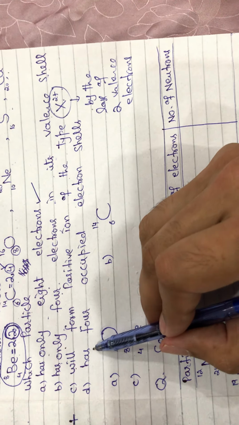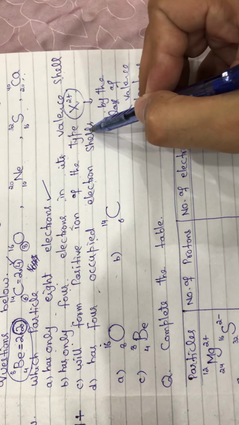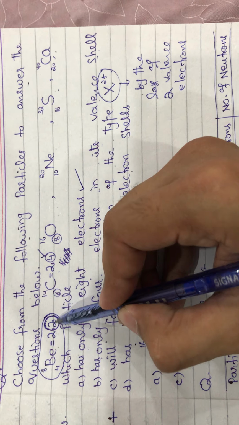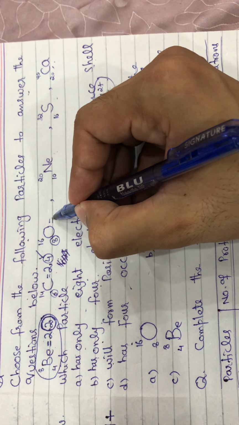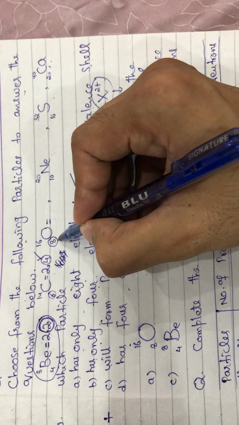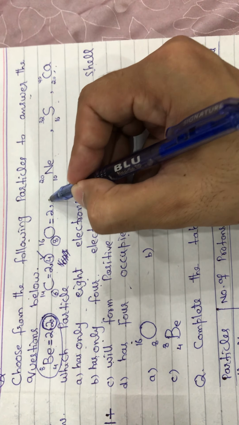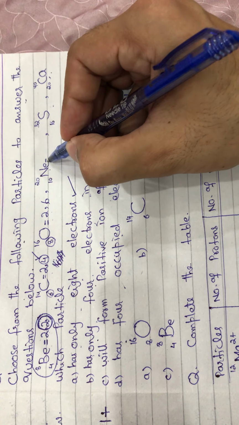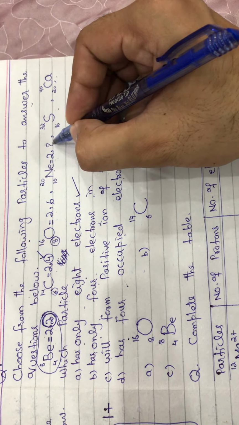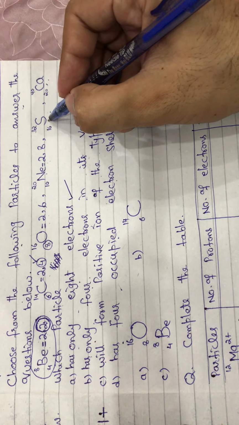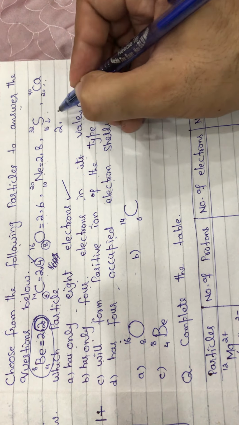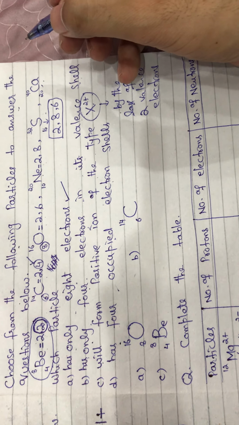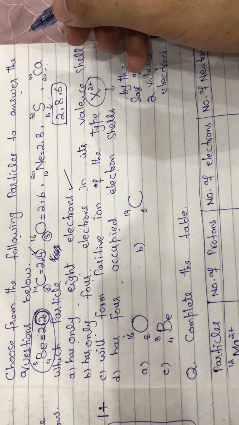Now the last part has 4 occupied electron shells. Over here the first two have occupied 2 electron shells. For oxygen, atomic number 8, the first shell has 2 electrons and the second shell 6 electrons. Talking about neon, the first shell contains 2 electrons and the second shell contains 8 electrons. Sulfur: first shell 2 electrons, second 8 and third 6 electrons, so it has occupied 3 electron shells.